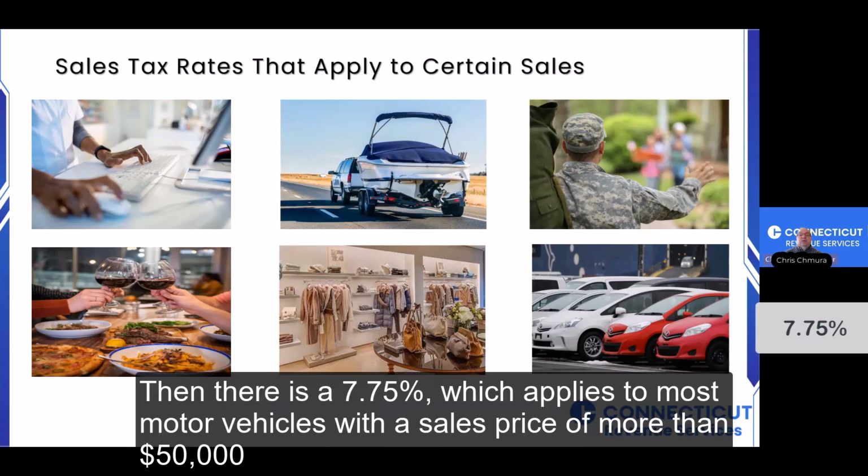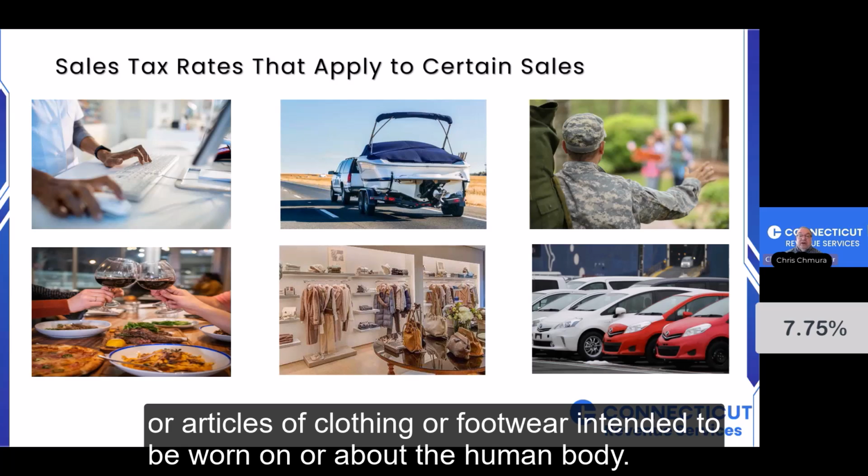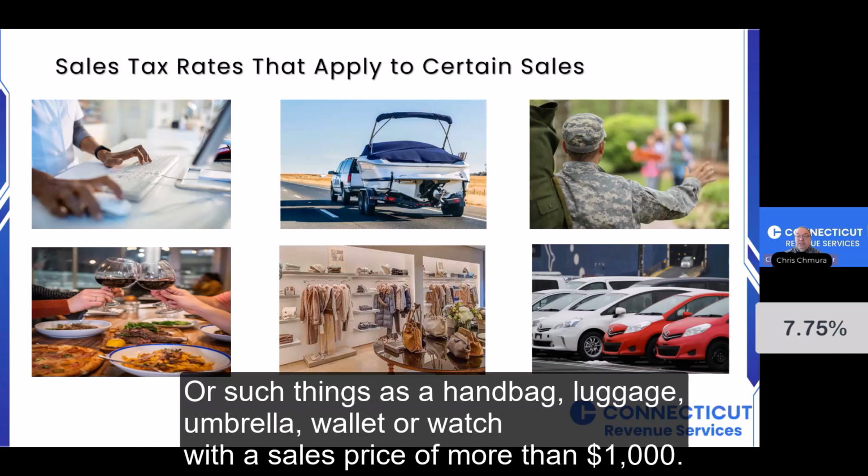Then there is a 7.75%, which applies to most motor vehicles with a sales price of more than $50,000, items of jewelry, whether real or imitation, with a sales price of more than $5,000, or articles of clothing or footwear intended to be worn on or about the human body, or such things as a handbag, luggage, umbrella, wallet, or watch with a sales price of more than $1,000.